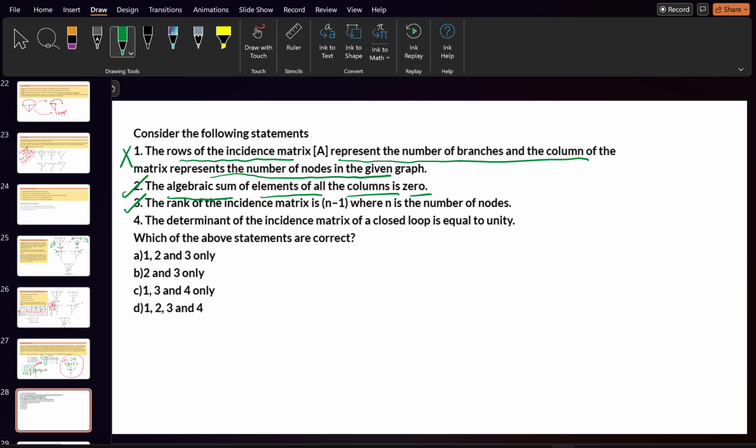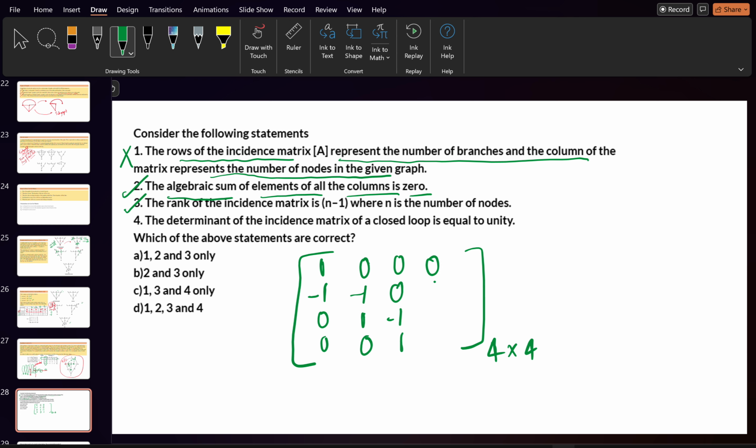If you see option three, it is saying the rank of the incidence matrix is n minus one. I hope you have studied the engineering mathematics, the rank and the other parts. So basically, why is it n minus one? Suppose you have a 1 minus 1 0 0 kind of matrix. Suppose I'm taking a 4 cross 4 matrix here: 0 minus 1 1 0, 0 0 minus 1 1, 0 minus 1 1 0. So this is a kind of incidence matrix A.